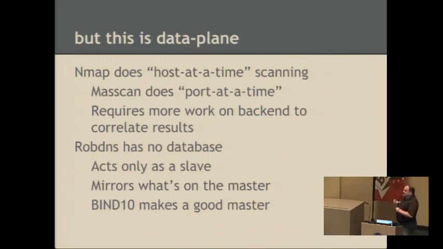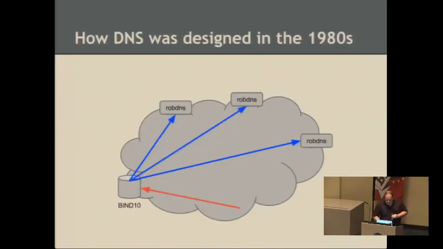My DNS server has no database. It's intended to act as a slave and to mirror an existing database, something like BIND. And actually, if we go back to the 1980s when DNS was first designed, they anticipated something like this. The design of DNS is that you have a master database that holds the authoritative copy of all the data. And then you've got mirrors throughout the internet that mirror that data. And the mirrors just reflect. They have no functionality other than just to reflect what's in the master database.